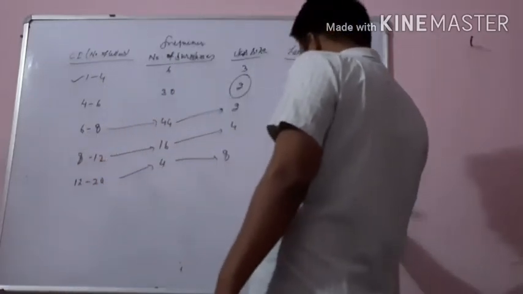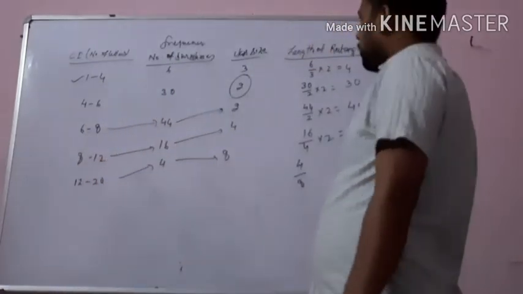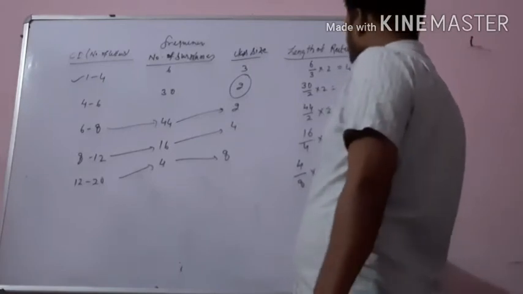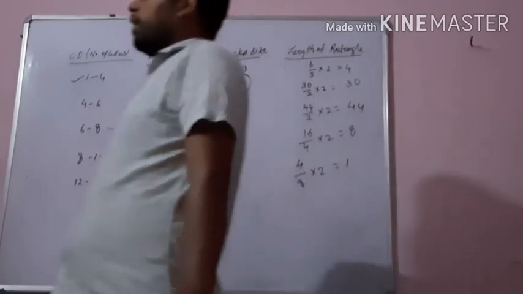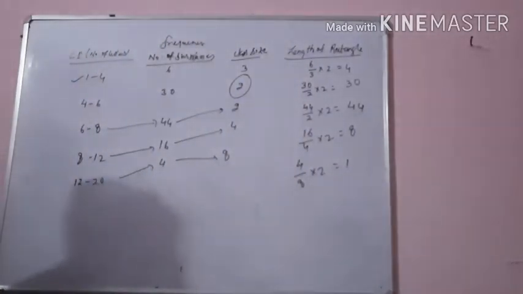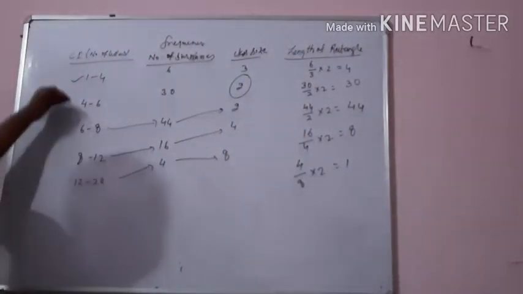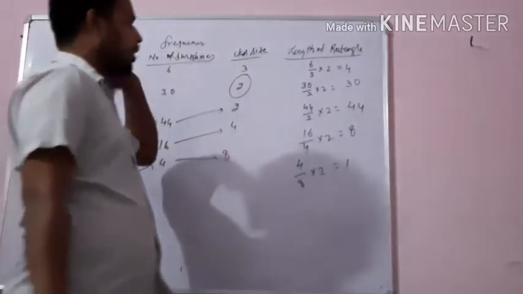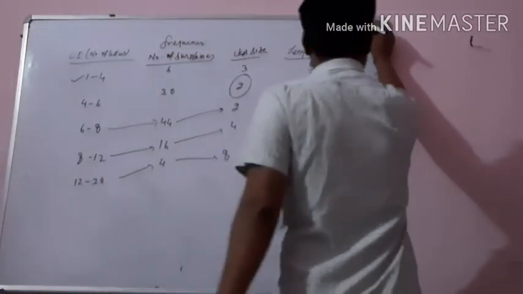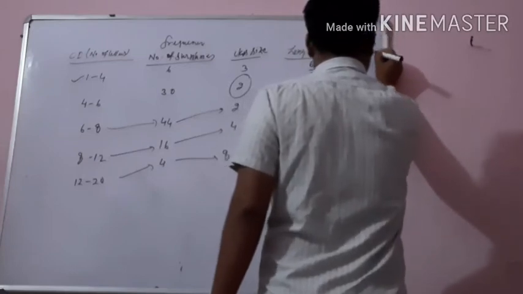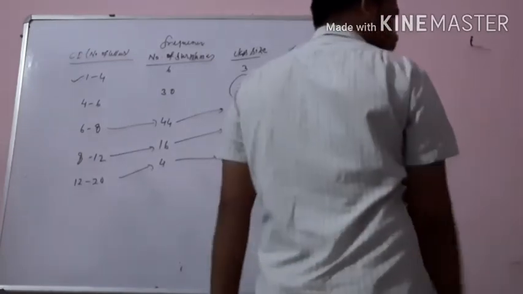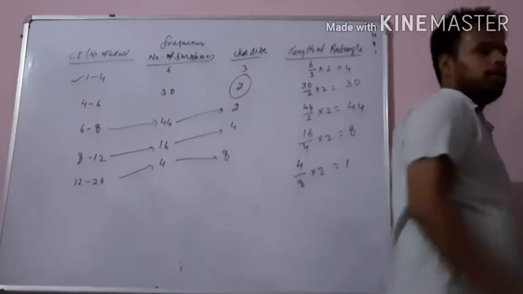Now next is 12 to 20: 4 upon 8 multiplied by 2 will give 1. What will be the length of rectangle? The length of rectangle will be 1. So you have seen the lengths of rectangles: 4, 30, 44, 8, 1. Now we will draw the histogram.